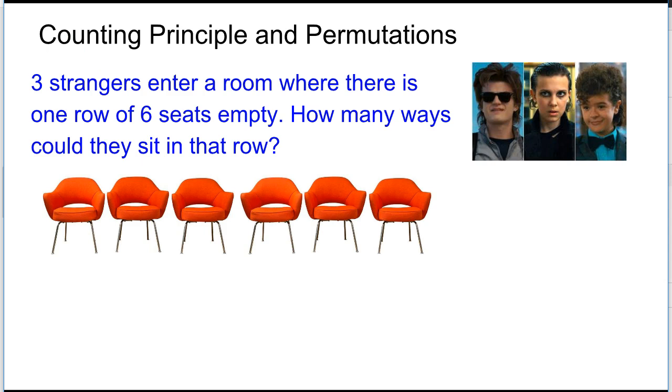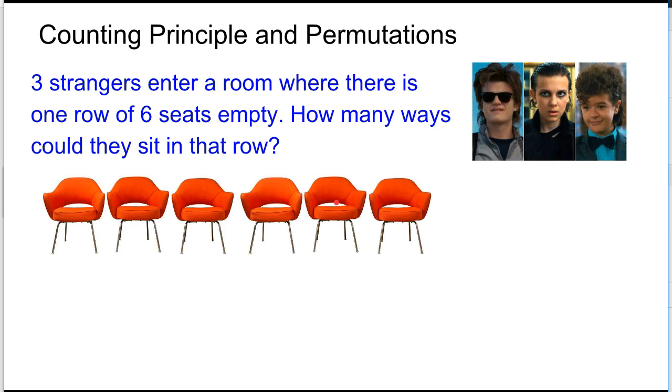Okay, 3 strangers enter a room where there is one row of 6 seats that are empty. How many different ways could they sit in that row? All right, so I've got these 3 guys, and they're going to sit in the seats, and one can sit here, and one can sit here. You notice how they don't say anything about having to be together. So they could be anywhere in these seats, and they can all be rearranged. They want to know how many different ways that could happen.